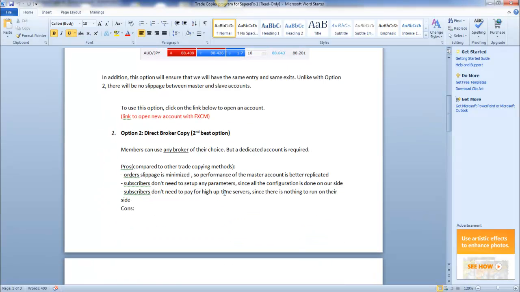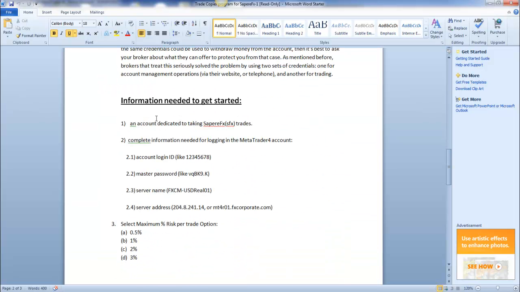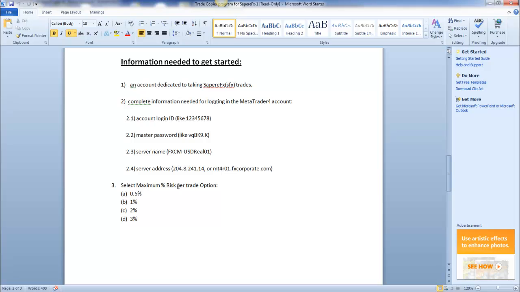Option 2 is also the second best option. You can use any broker you want. Okay, so just read this, and this is the information that we need to get started. A dedicated account, login information, and every member who joins me in the Trade Copier program will be able to select the maximum percent risk per trade option that they want.